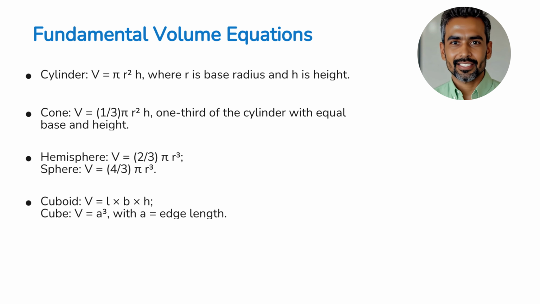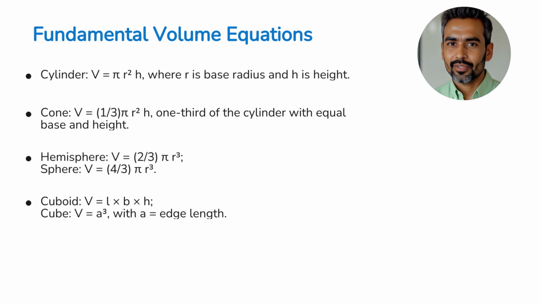Alright, friends, before we dive deeper, let's quickly refresh some fundamental volume formulas for basic solids. These are your building blocks. First, the cylinder. The volume of a cylinder equals pi times the radius squared times the height. In words, that's V equals pi r squared h, where r is the base radius and h is the height.